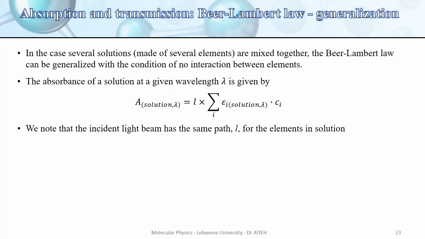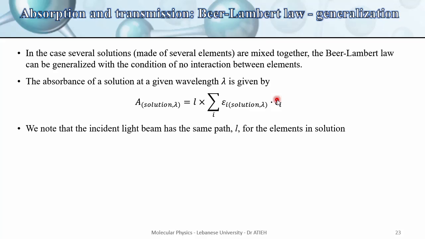The final version of Beer's law, or a generalization of Beer's law, if we have more than one substance in our solution: A for our solution at a certain wavelength lambda is equal to L times the summation over i, where i are the substances that are found in the solution. Epsilon i is the absorptivity of the substance at this certain wavelength inside the solution, and Ci is the concentration of this substance inside the solution.